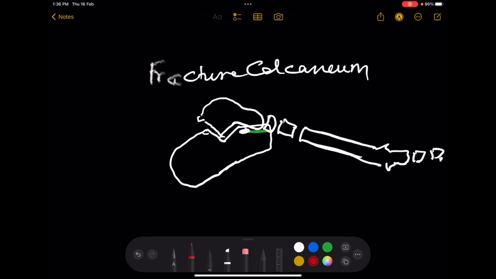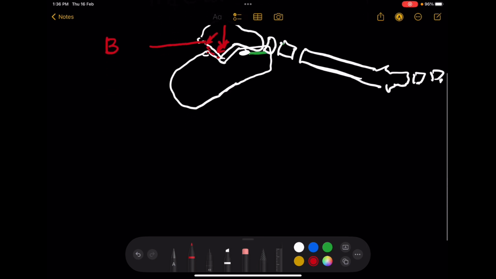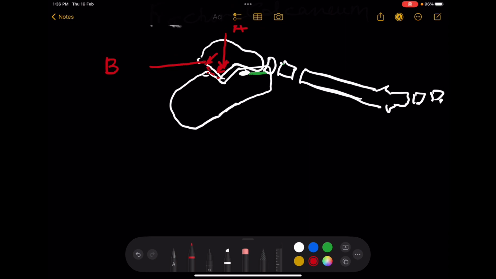Now the forces that can cause a fracture of the calcaneum are either vertical, this is called type A, or like this, perpendicular to the subtaloid joint. This is type B. So the first fracture that occurs is across this, the talus wedges into the calcaneum, causing a vertical fracture like this. This is type 1.